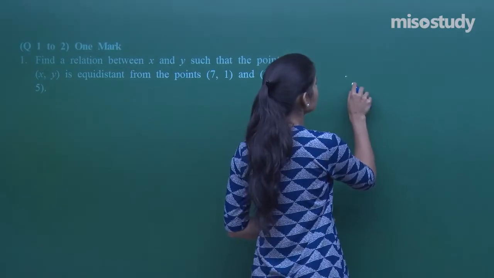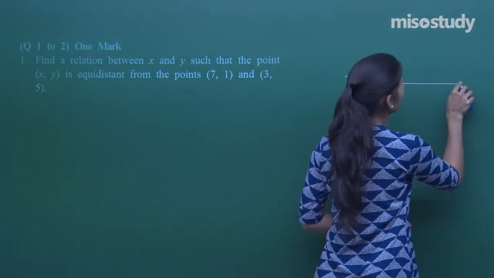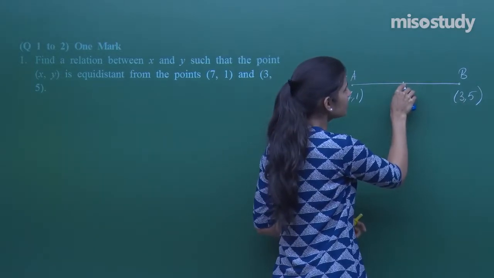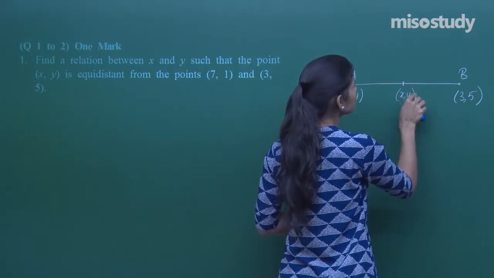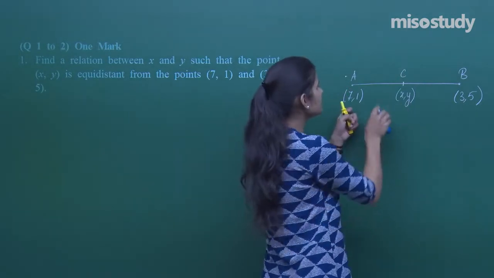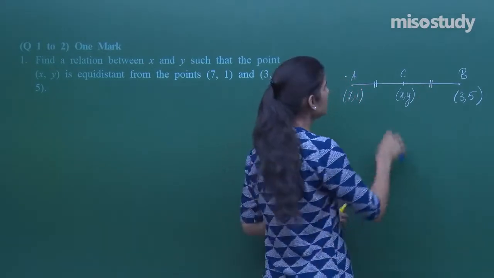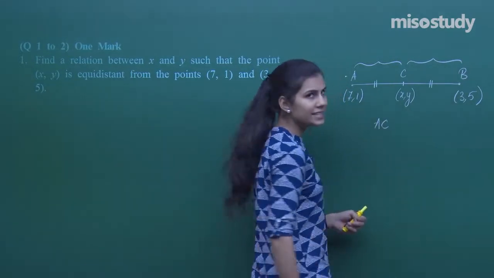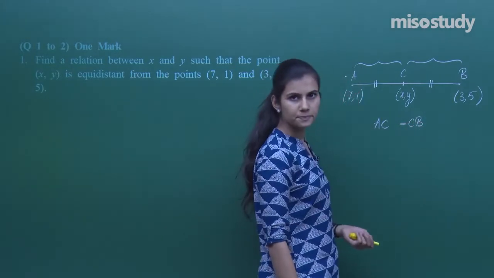So if this is the point, say A (7, 1), and I have here somewhere B (3, 5), and there is some point sitting right in between A and B, which is (x, y). Why am I saying it is sitting in between A and B? Because it is given that this point's distance from A is the same as its distance from B. Whatever is the distance between A and C, the same is the distance between C and B. That means the length of the line segment AC is equal to the length of the line segment CB.